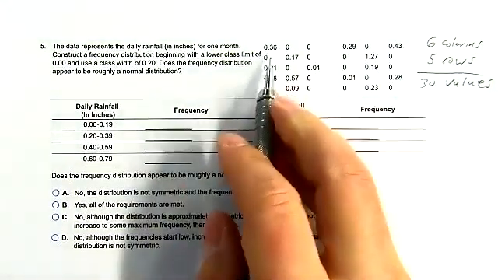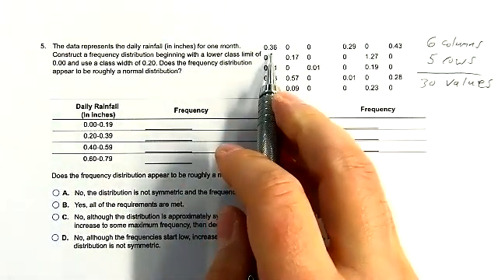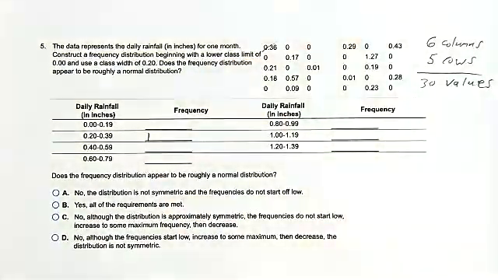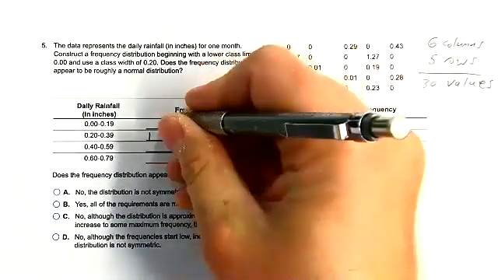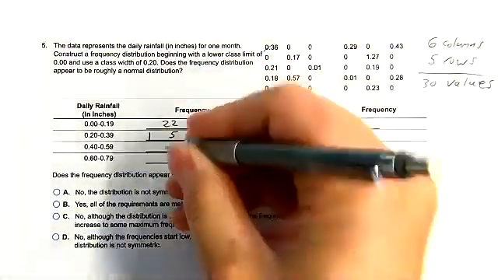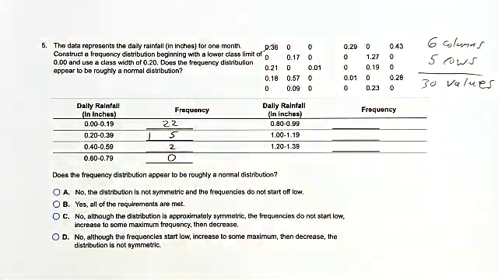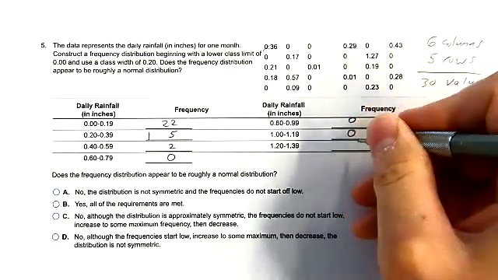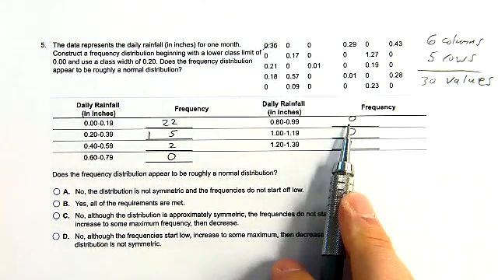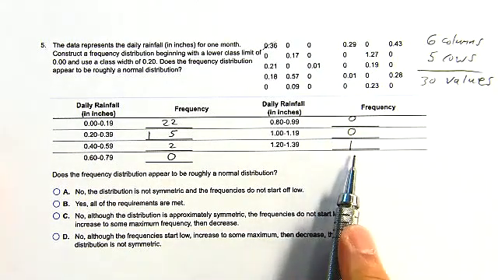And you just go through again. 0.36 would go right here in the second one, etc. Cross them off. If you do that, you should get 22, 5, 2, 0, 0, 0, 1. And it's okay to have zeros in here. In fact, you should.